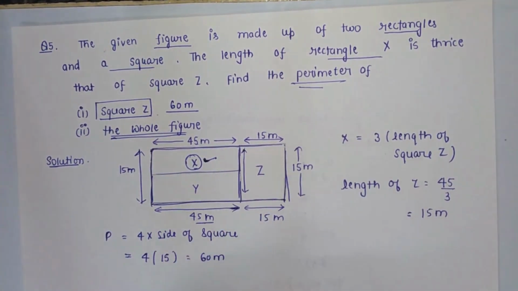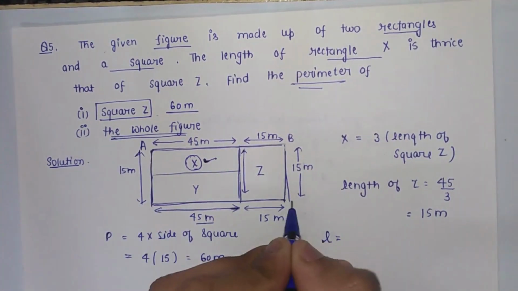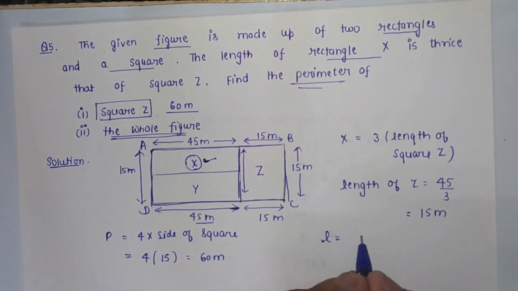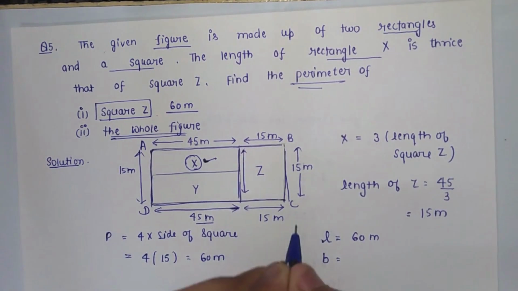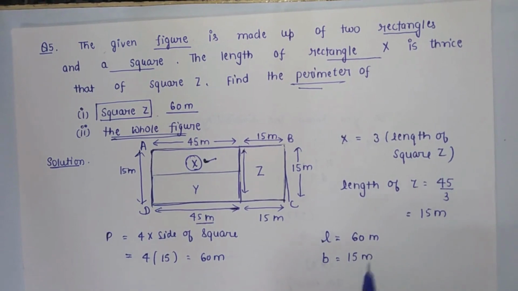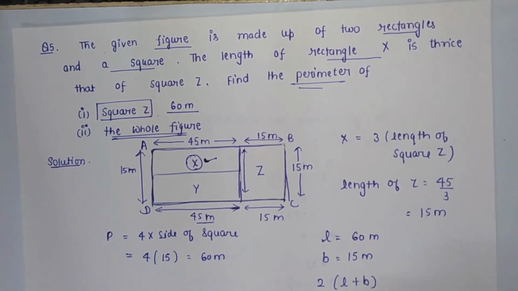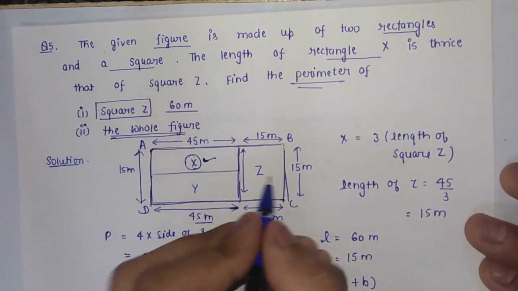So if you label the outer figure, the whole figure, as A, B, C and D, then for rectangle ABCD, the length AB is equal to 60 meters, and the breadth of the rectangle is 15 meter. So the perimeter for a rectangle is twice of L plus B. So we can write it as twice of 60 plus 15, which will be equal to 2 into 75. Then it will be equal to 150 meters. So this is the perimeter for the entire figure and for square Z.